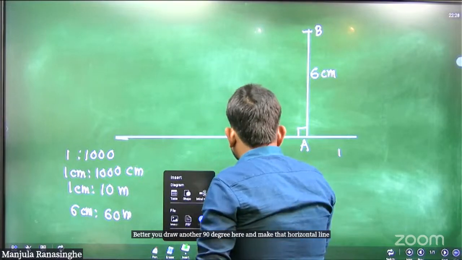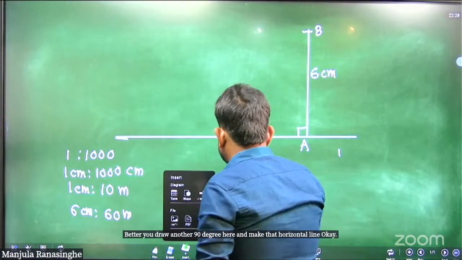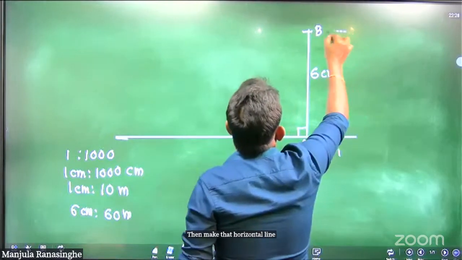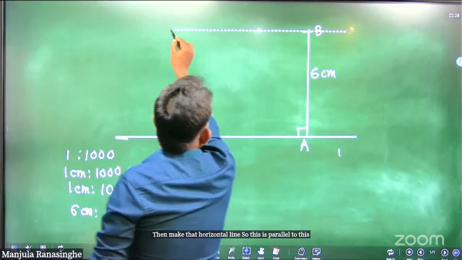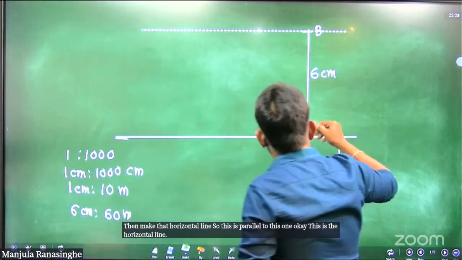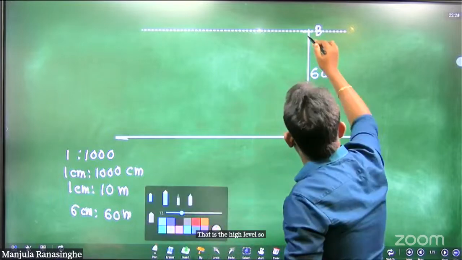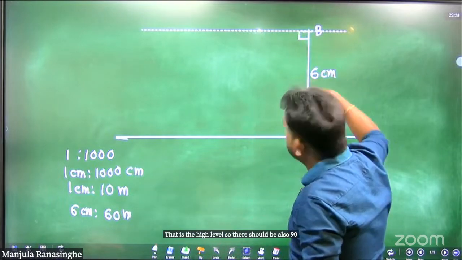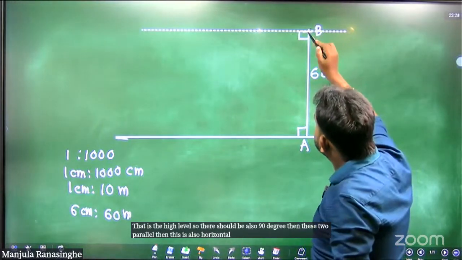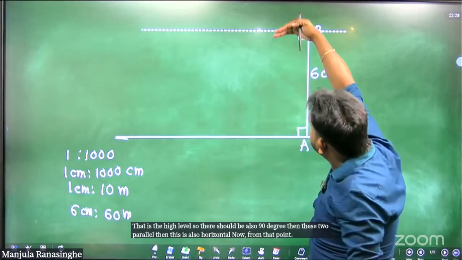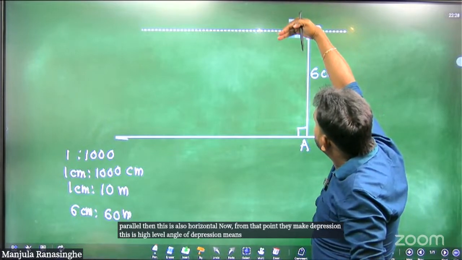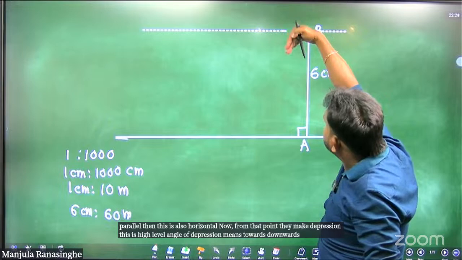So if you have 90 degree there, better you draw another 90 degree here and make that horizontal line. Then make that horizontal line. So this is parallel to this one. Okay, this is the horizontal line. That is the eye level. So there should also be 90 degree, then these two are parallel, then this is also horizontal. Now from that point, they make the depression. This is the eye level. Angle of depression means towards downwards, right? The angle created.